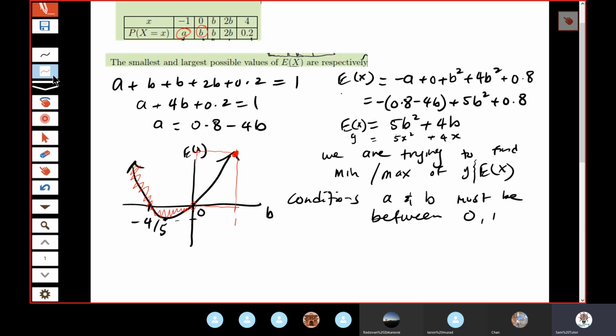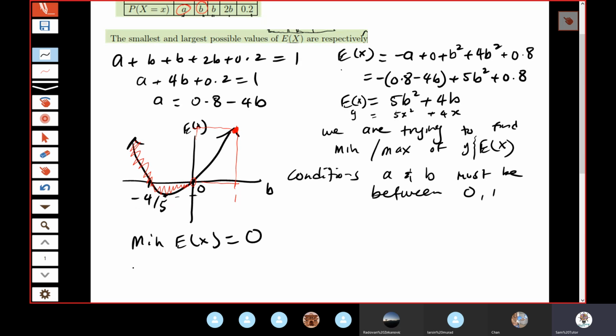Now what we're trying to work out is the maximum of b. Does b actually stop at 1? Does it stop at 0.5, 0.4, 0.3, 0.2? Where's the biggest b value I've got? I know I can't go past 1, but I don't know if it's at 1 or just before 1. That's what we're trying to work out. We know the minimum E(X) is 0.